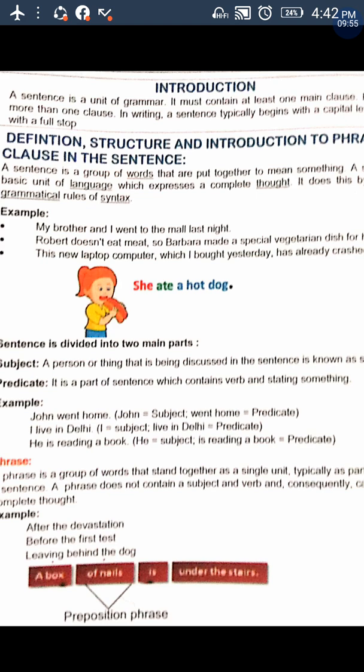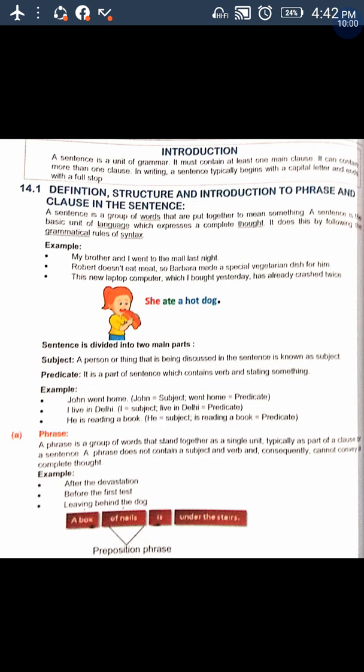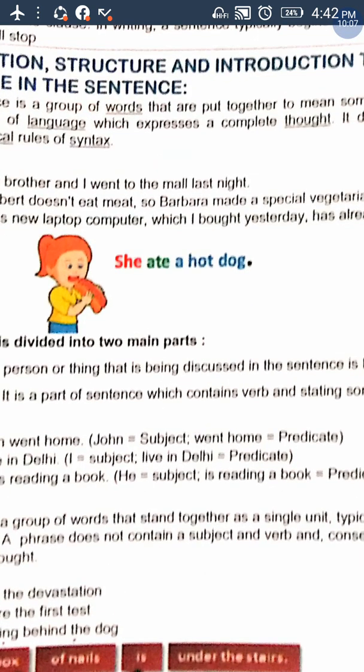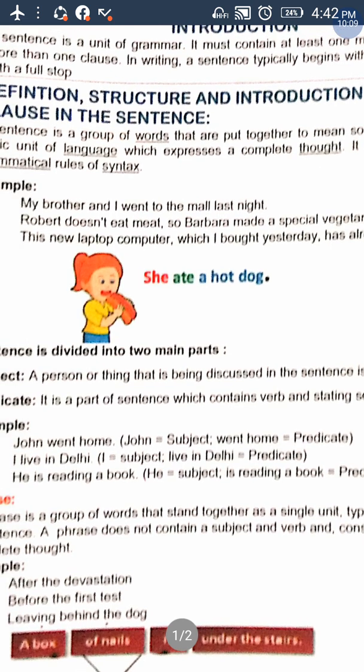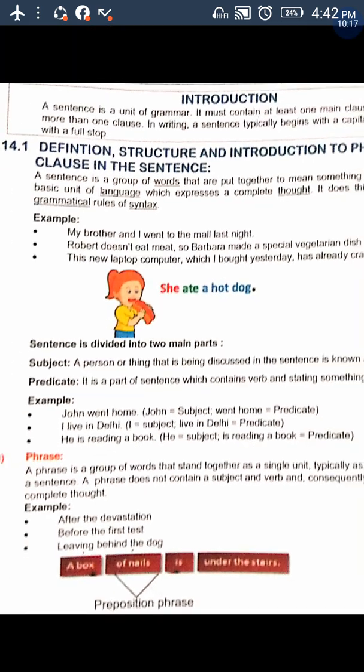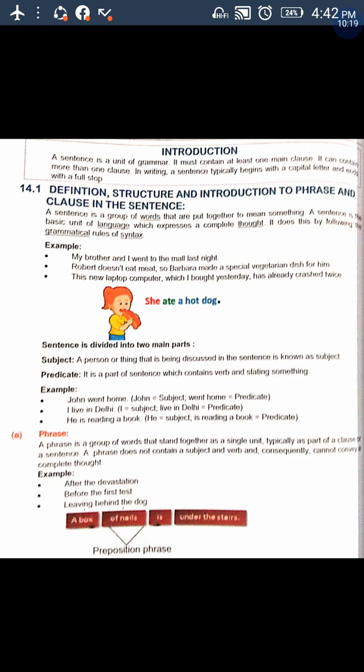Okay. Now see here, in all these three sentences there are verbs. John went home. Went is the verb. I live in Delhi. Live is the verb. He is reading a book. Is is the helping verb. Read is the verb. So everywhere we have got a verb and a description stating something about the subject. So this is what a subject and a predicate are.